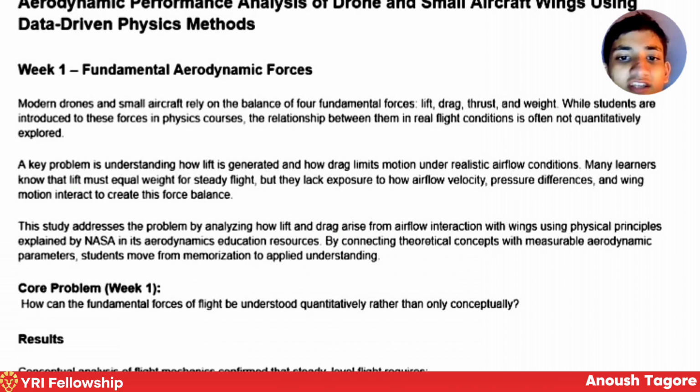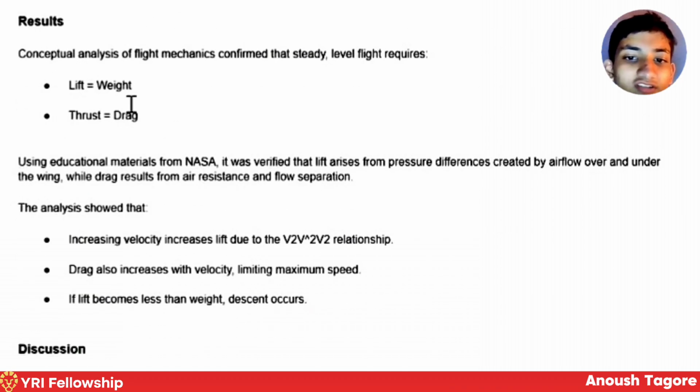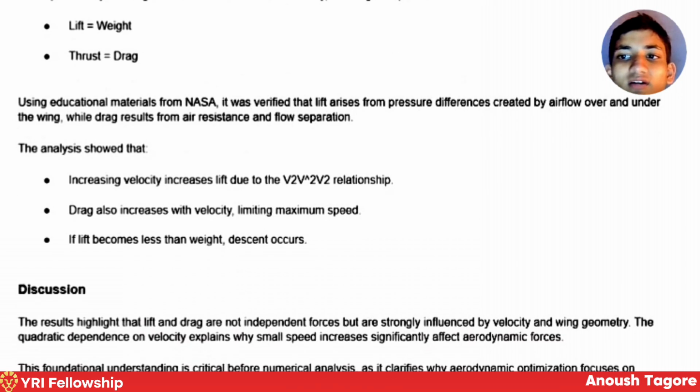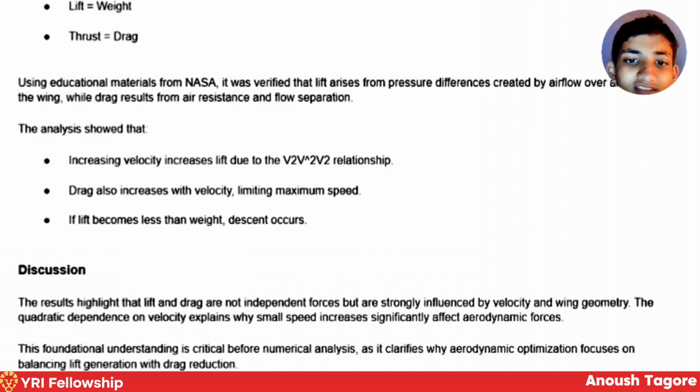We just want to understand how lift is generated, how drag limits motion, and how they behave in different airflow conditions. We used some studies from NASA and physics principles that you would see in aerodynamics, like conservation of energy and all that. So over here you can see lift equals weight, because they're opposites of each other. When it's perfectly balanced, lift and weight would be the same, and thrust and drag would be the same. It's perfectly balanced and in a stable position.